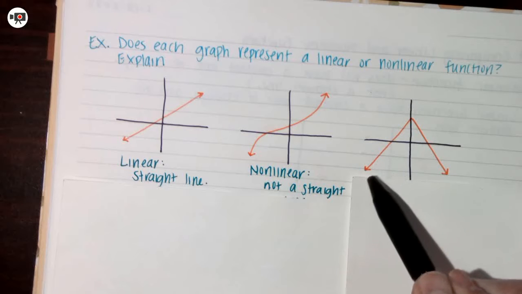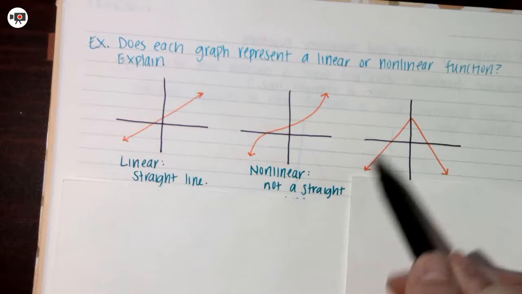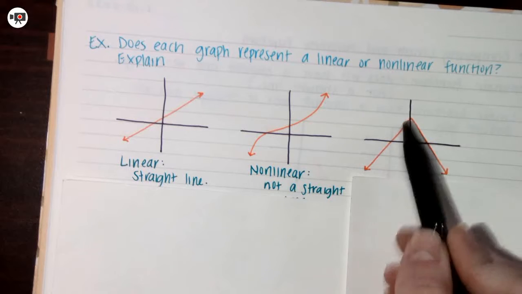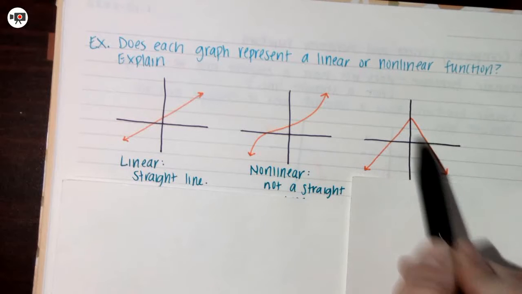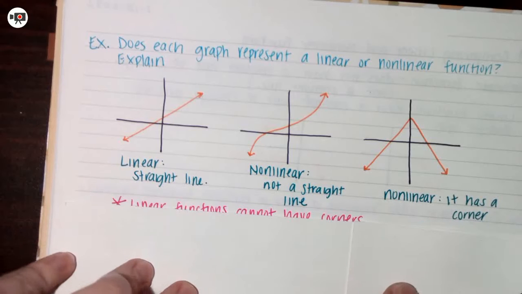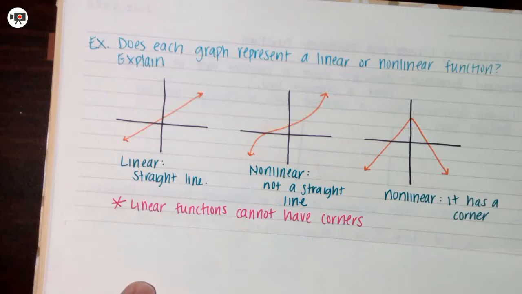Does the rate of change stay the same throughout the whole function? My answer is no. It's a positive slope here and a negative slope here. So this is nonlinear because it has a corner. Linear functions cannot have corners. Corners show that the slope changes.